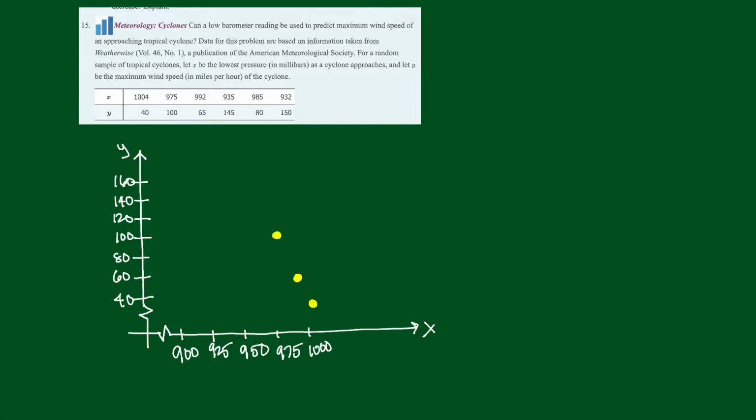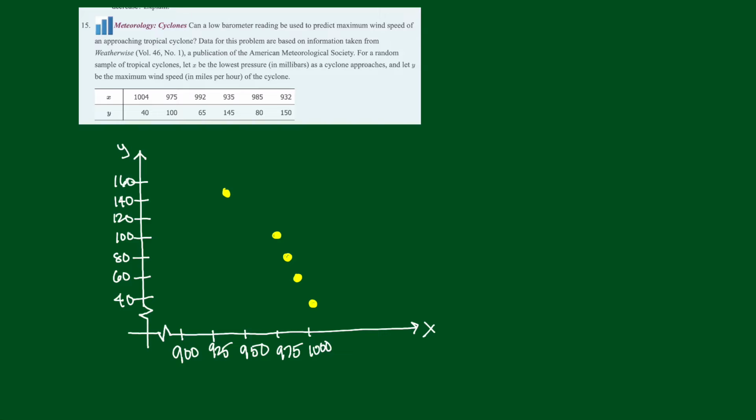Then 935 and 145, so 935, where's that going to be? 935, maybe here. 935 and 145, so 145, maybe up here. Let's get that, 935 and 145, that's probably like here. Then we've got the 985 and the 80. Now 985, maybe here, and 80 up here. So 985 and 80, maybe like this.